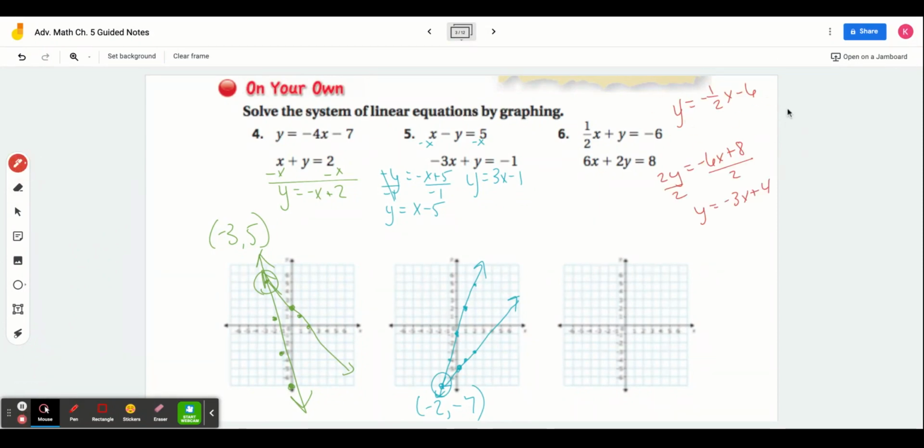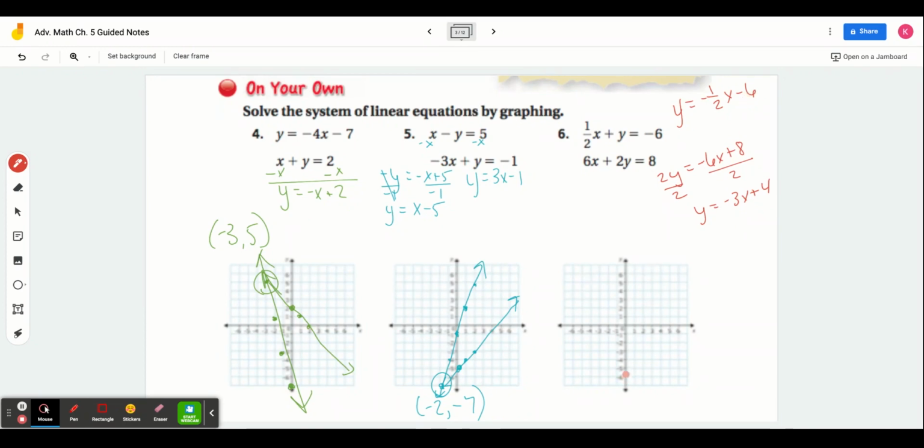I have started by showing that I solved for y in both equations. So here I subtracted 1/2 x from both sides to find that y equals -1/2 x minus 6. Here I started by subtracting 6x from both sides, and then I had to subsequently divide by 2, so y equals -3x plus 4. I can go ahead and graph these now.